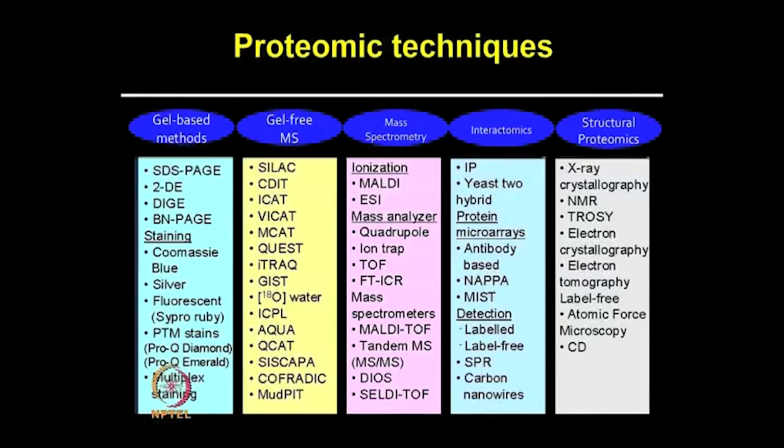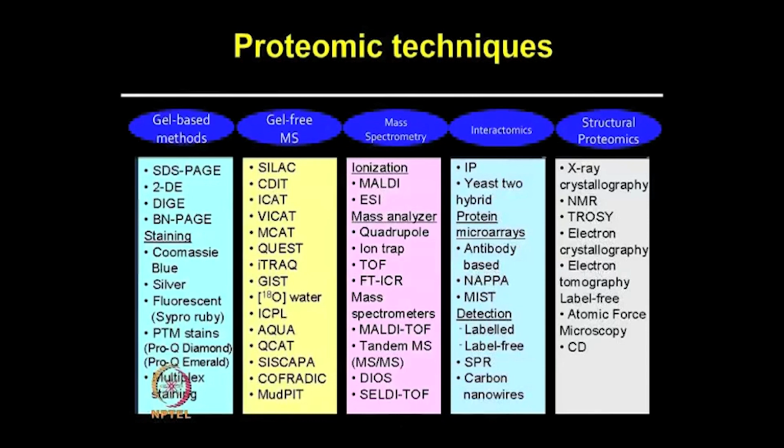standards and capture by antipeptide antibodies, COFRADIC, combined fractional diagonal chromatography, and MudPIT, which is multidimensional protein identification technology. All of these are various new advancements in the gel-free methodologies.